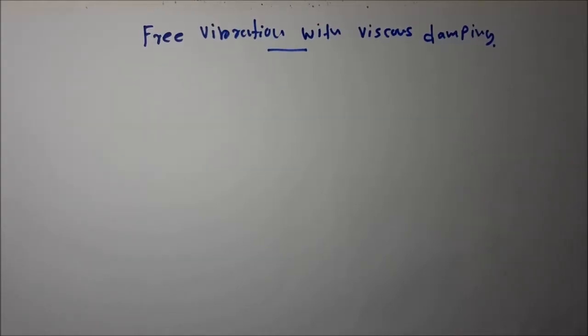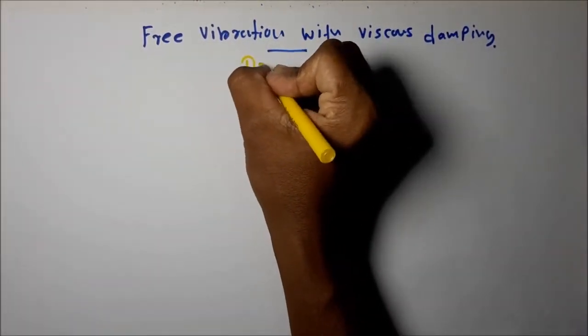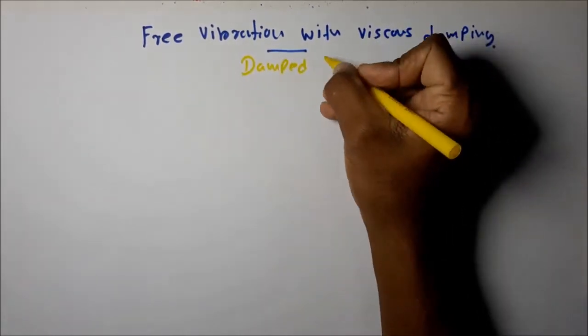Actually, there are three different situations, three different behaviors we can identify: overdamped, underdamped, and critical damping situations. These three situations we are going to discuss in detail in this lecture. Okay, then let's continue to today's theory. In this lecture, we are going to discuss free vibration with viscous damping. It is also called damped free vibration.